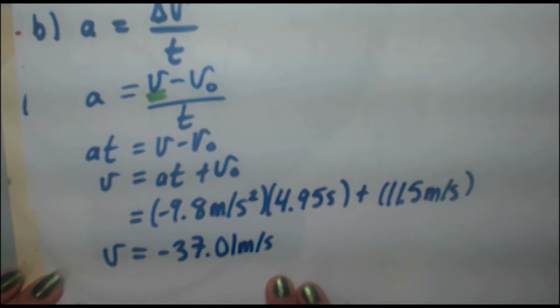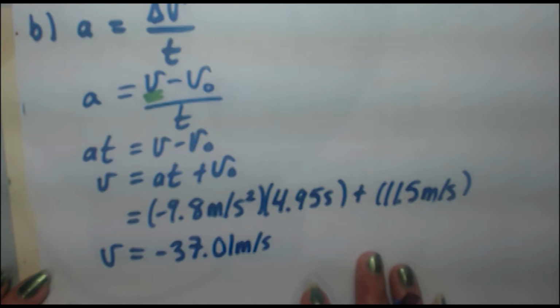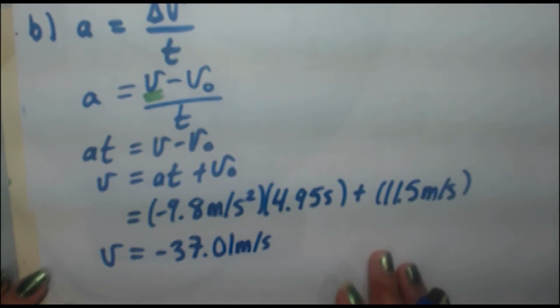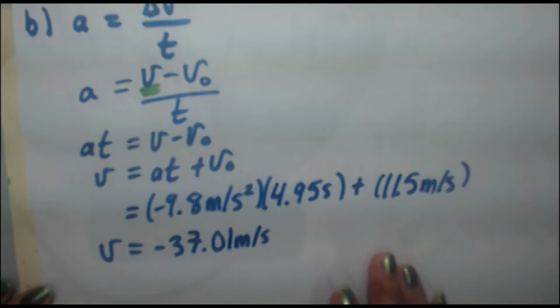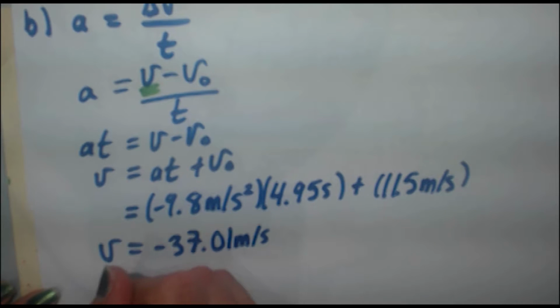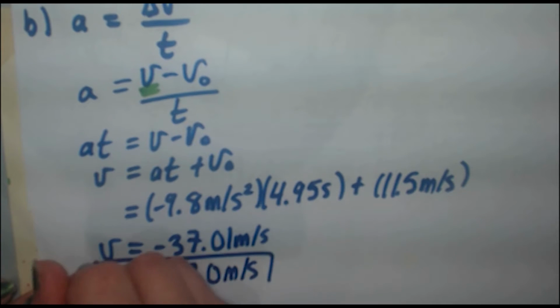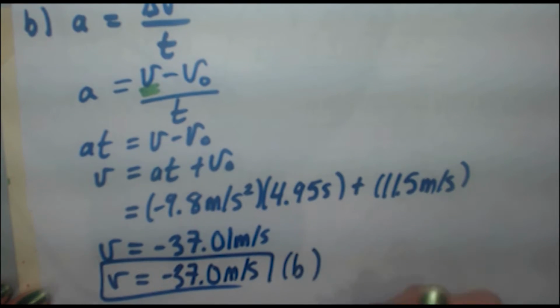So negative 37.01. Based on the original question, the most certain information we're given all has 3 sig figs, so we're going to write this with 3 sig figs. So v equals negative 37.0 meters per second. And there you go, that's the answer for part B: what is its speed just before hitting? Wow, this is really long, huh?